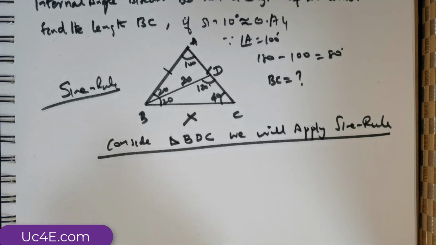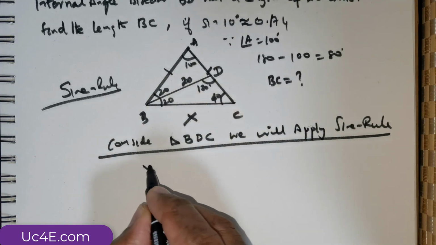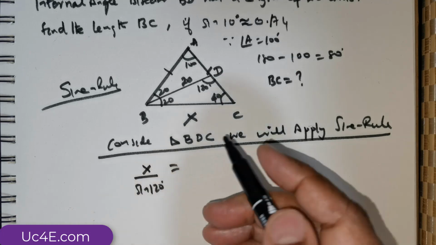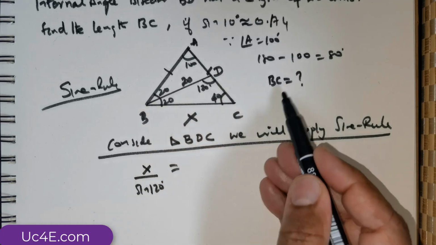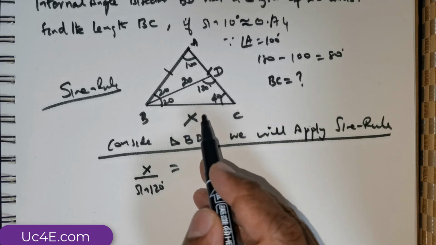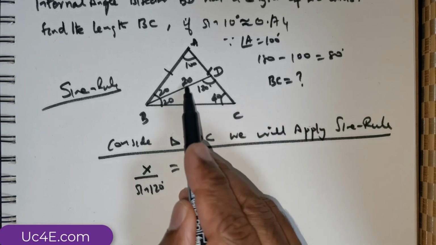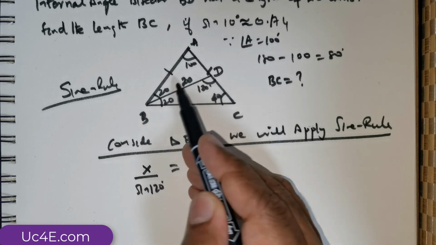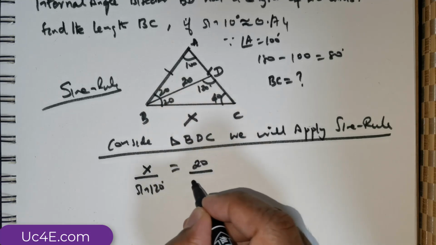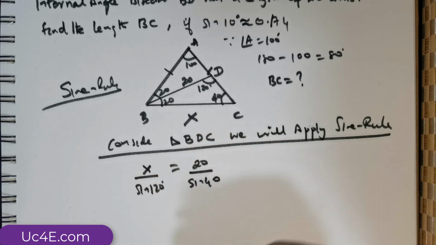So X over sine 120, because we need X, we need BC, that's the requirement for this question, is equal to, we can actually utilize this length. It's given as BD is 20. So it's going to be 20 over this angle, sine 40.